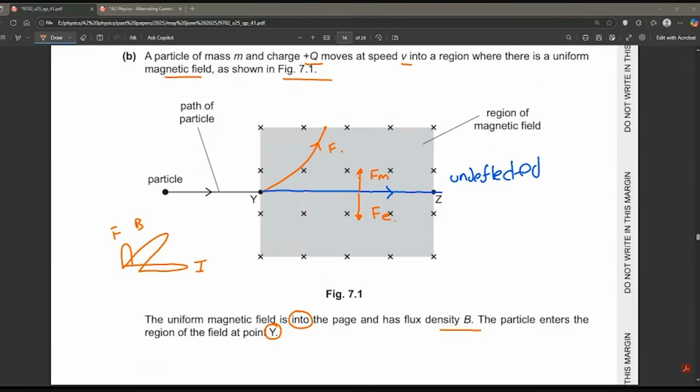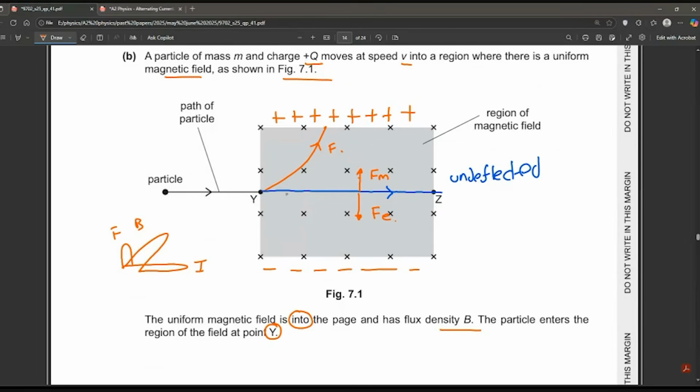Now, how will you apply an electric field here? Positive on the top side, negative on the downside. This will cause the positive charge to be attracted towards the negative plate. Electric force will act downside, magnetic force will act top side. Both will get cancelled out, and the particle will pass undeflected.